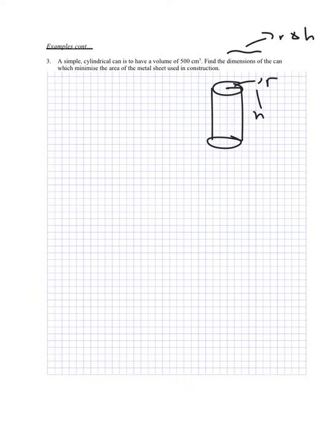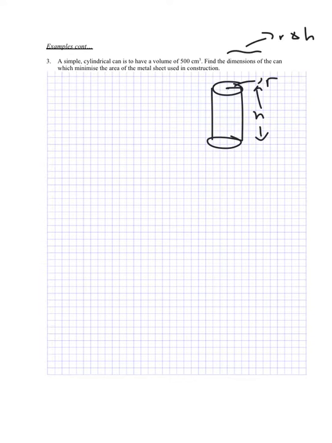Alrighty, so the next one's a little bit more complex. You've got a simple cylindrical can, so let's draw a diagram. It has a volume of 500 centimeters cubed. So find the dimensions of the can, so that's saying the radius and the height, which would minimize in this case. So not maximize, it would minimize. That's the radius and that's the height there.